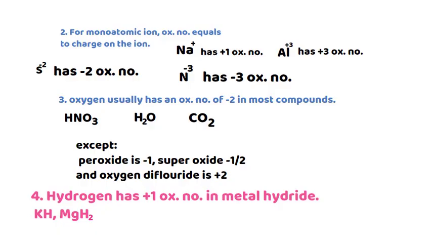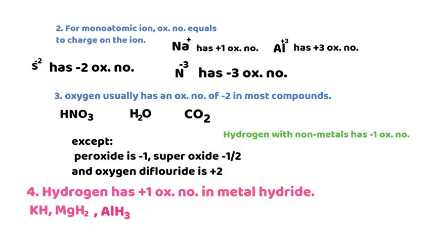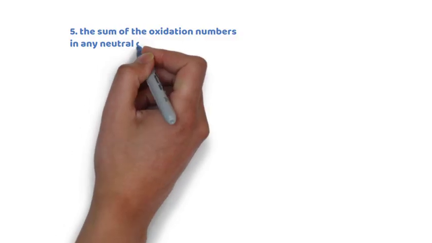Hydrogen has -1 oxidation number in metal hydrides, for example potassium hydride, magnesium hydride, and aluminum hydride. But hydrogen with non-metals has +1 oxidation number. For example, in hydrogen chloride, hydrogen has +1 oxidation number. In water, hydrogen has +1 oxidation number. In sulfuric acid, hydrogen has +1 oxidation number.